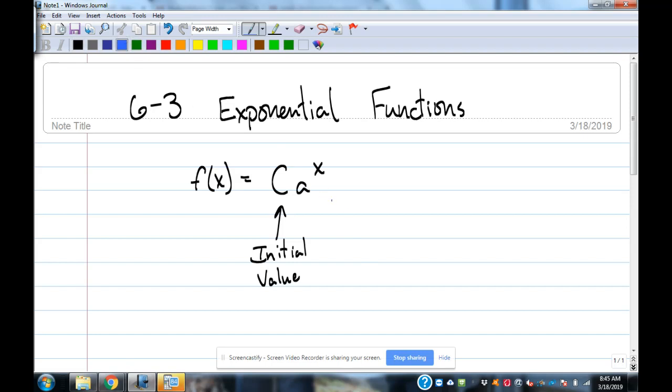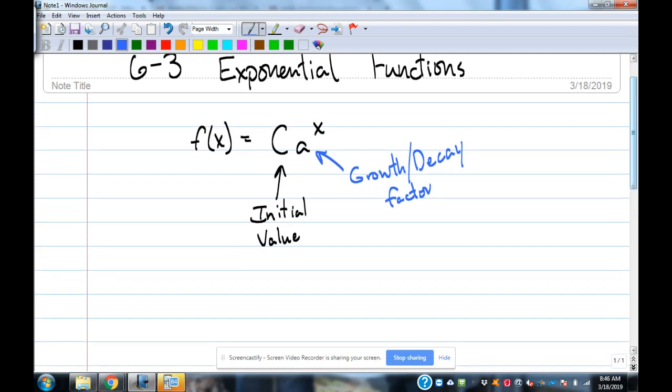That A there is the growth factor or the decay factor. Depending on what number it is, whether it's growth or decay, whatever A is there, that's your factor of growth or factor of decay. And what we're going to start out doing is building an exponential function based on a set of ordered pairs. And how do you recognize if something is exponential versus linear versus quadratic or more of a polynomial type shape? Let's look at that.